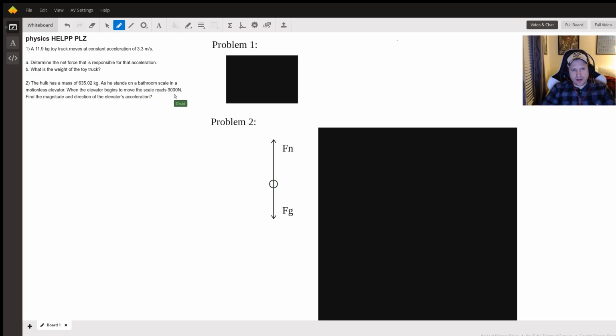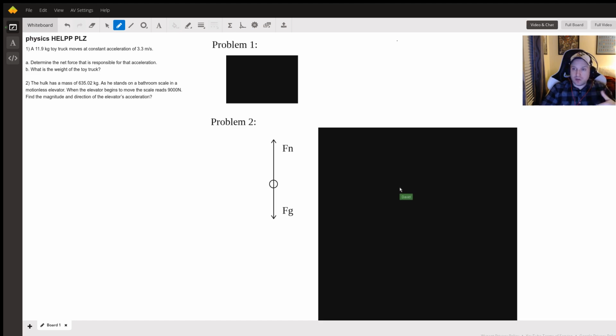If the scale reads 9,000 newtons, I can already tell that's way bigger than his weight. And so this normal force must be way bigger than the weight of the Hulk. Since I know that there's only two forces acting on the Hulk here, the normal force and the force of gravity, and I know the normal force is bigger, the elevator must be accelerating upward. So we've got the direction part of the second question figured out.